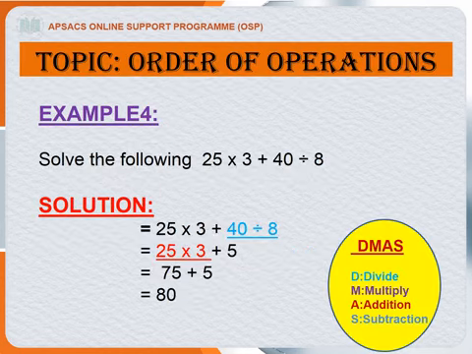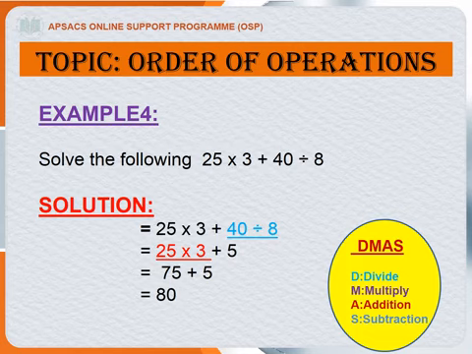Example number 4. Solve the following: 25 multiply 3 plus 40 divided by 8. In this question, we have three operations: multiply, plus, and divide. Now, in this case, we will use DMAS. D for division, that means we have to solve division first. Then M, multiplication. We solve the multiply operation. Then addition for A, S for subtraction.